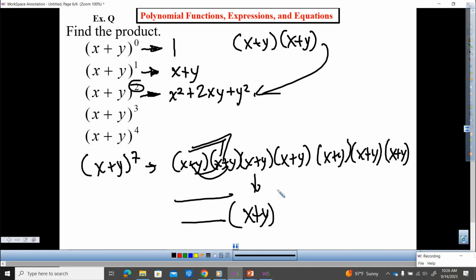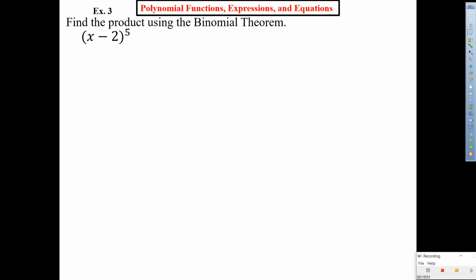No. I'm going to show you a shortcut today. And that shortcut depends on the Pascal triangle. All right, so let's do one together. Here we go. Copy this one. Example 3. Find the product using the binomial theorem. So, Pascal, like I said, related the Pascal triangle to finding the product of this binomial to any degree using its triangle. And that's what we call the binomial theorem.